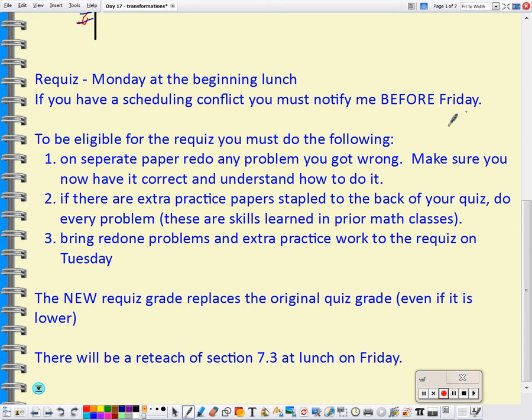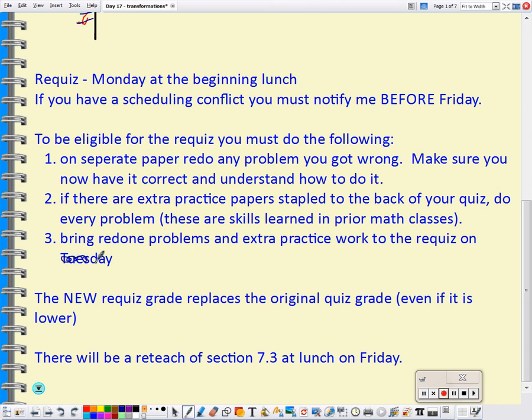To be eligible for the requiz, you must do the following. And if you do not do any of these, you will not take the requiz. On a separate sheet of paper, you need to redo any problem you do wrong. Make sure you have it done correctly and you understand how to do it. If you have extra practice papers stapled to the back of your quiz, you must do every single problem on those papers and hand them in. And I will know, based on your mistakes, if you have removed any of them. These are skills you should have learned in Algebra 1 or in middle school.